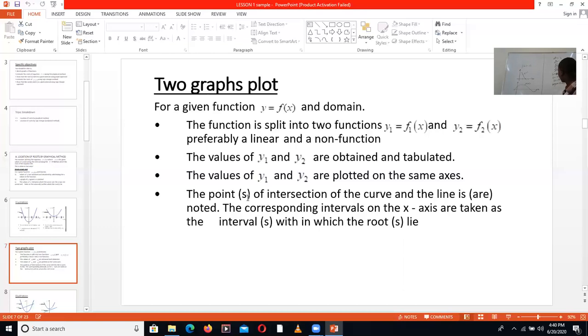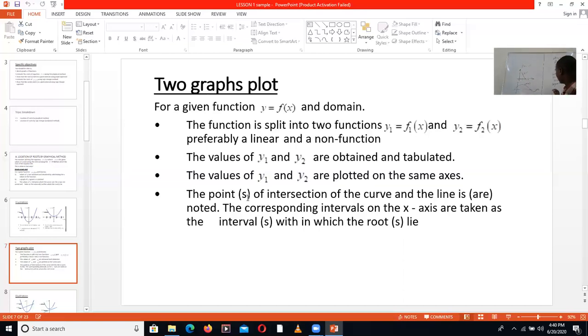Logarithms will also give you curves. So when you're splitting, leave them on one side. Those are curves. So while splitting, split them in such a way that one of the functions is a curve and another one is a straight line.